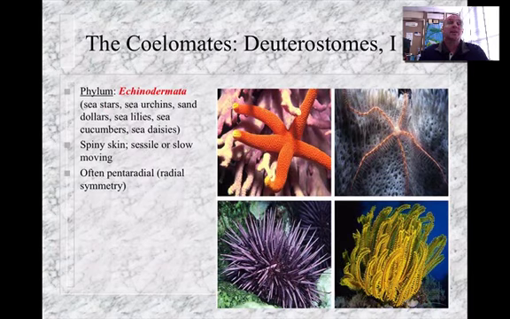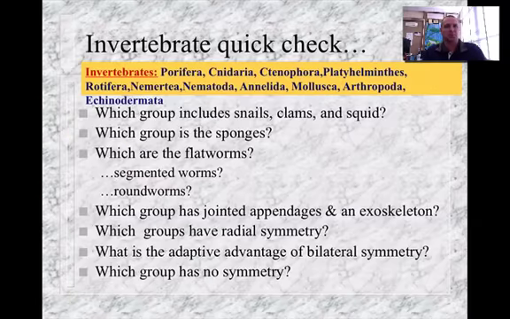The next coelomate is actually a deuterostome, and this is the echinodermata, or echinoderms. And these are like your sea stars, your sea urchins, your sea cucumbers, etc. They have a spiny skin usually, and they can be sessile, which means they don't move, or they're very slow moving, one of the two. And they usually have pentaradial symmetry, or bilateral. There's actually radial symmetry, but pentaradial means there's usually 5 branches that you can break it up into.